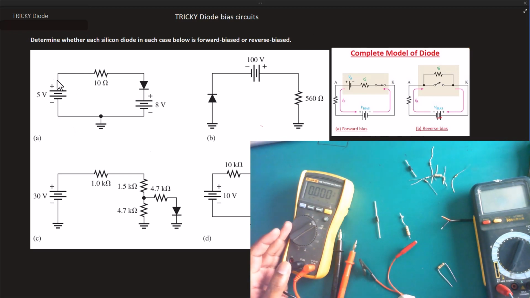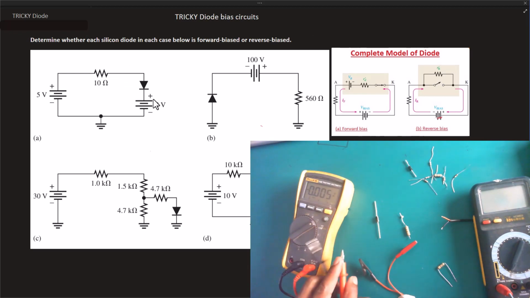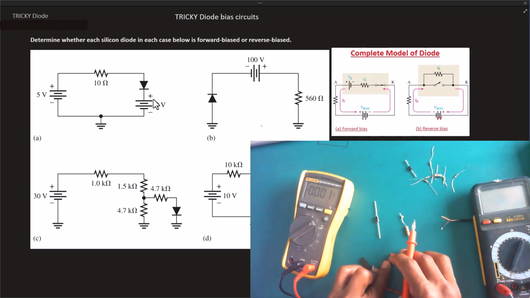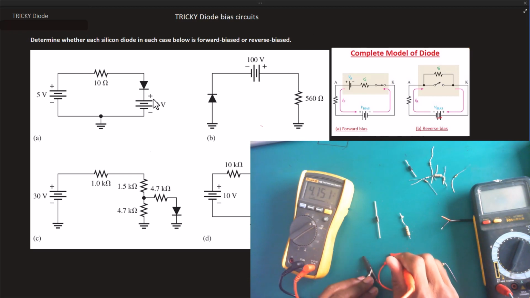So the first circuit, what do we have? We've got a 5 volt power supply, we've got a 10 ohm resistor and an 8 volt power supply, which is connected in the opposite direction. I've got my power supply already ready here. This particular one here I can measure. So you can see that we've got a 5 volt.